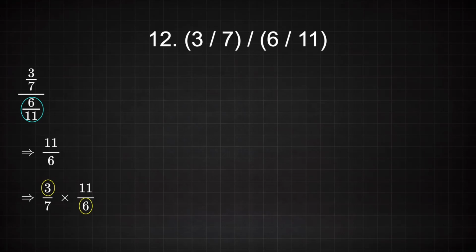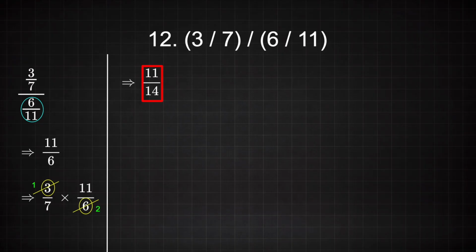3 divided by 3 is equal to 1. We cross out the 3 and put a 1 next to it. 6 divided by 3 is equal to 2. We cross out the 6 and put a 2 next to it. We multiply across and get a fraction equal to 11 over 14, and this is our answer.